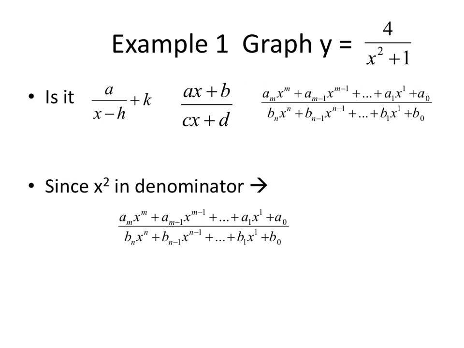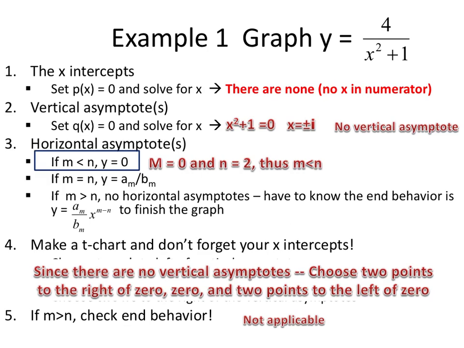We want to find what the intercepts are, the x-intercepts, and then the second step is to find where the vertical asymptotes are. So let's go ahead and start.